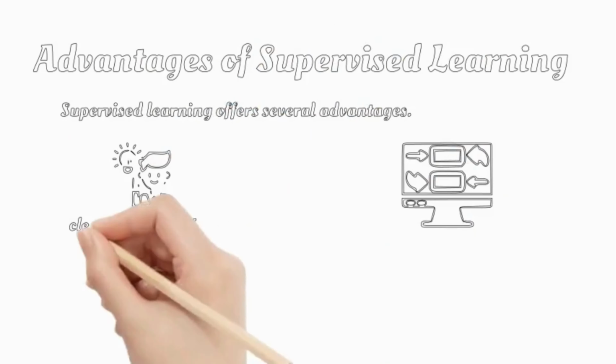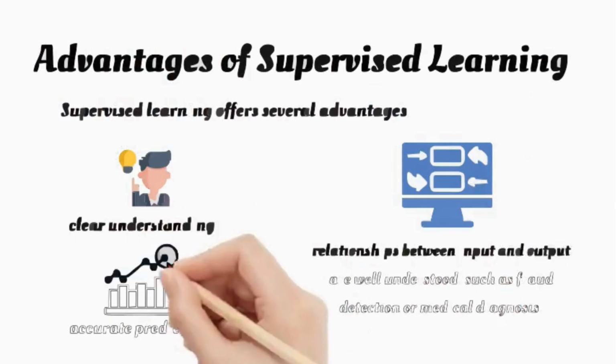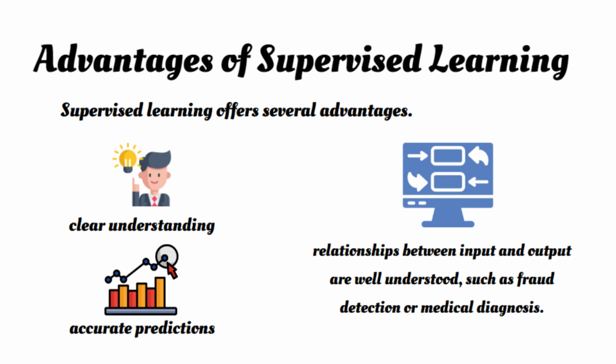Supervised learning offers several advantages. First, it allows for accurate predictions based on past data. Second, because the data is labeled, you have a clear understanding of what the model is learning. This transparency makes it easier to fine-tune models for specific tasks. Finally, supervised learning is excellent for tasks where the relationships between input and output are well understood, such as fraud detection or medical diagnosis.